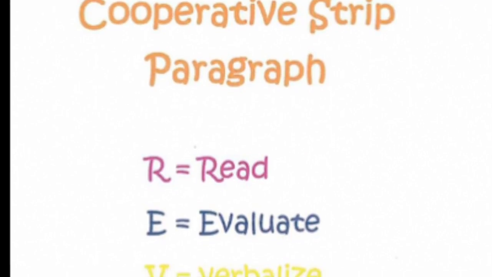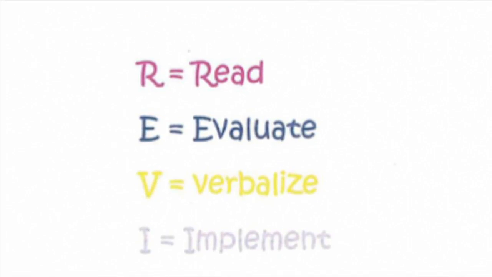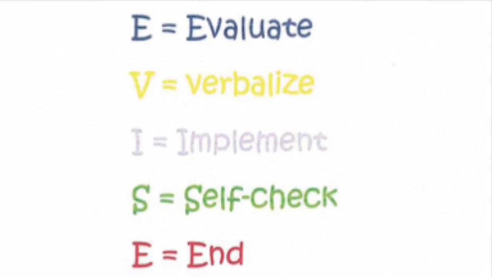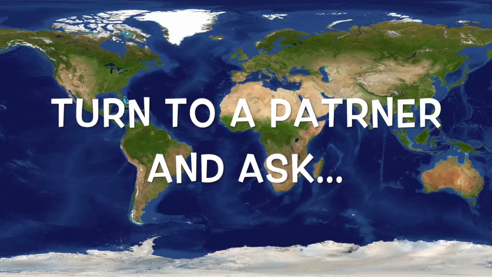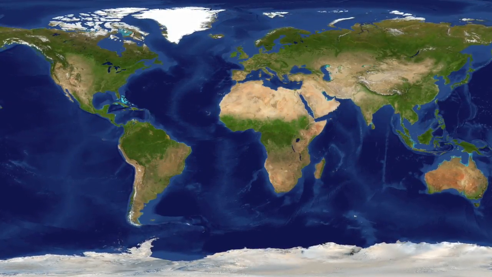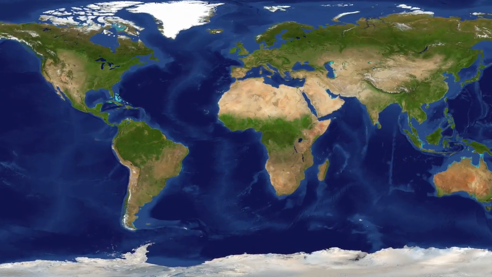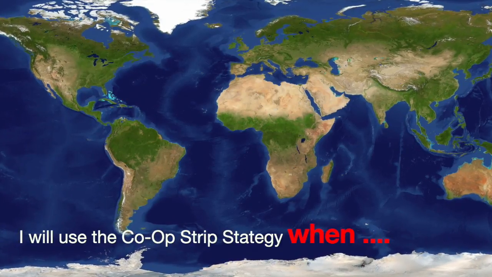Alright friends, turn to a partner and let's do a think, pair, share. We know that the cooperative strip paragraph is a tool we use when we revise. We must read our work, evaluate our work, verbalize our changes, implement those changes, self-check on our work, and make a conclusion. During this Think, Pair, Share, I want you to talk to a classmate on how you can use the co-op strip strategy when writing. You can answer this question with the following sentence starters displayed on the screen.